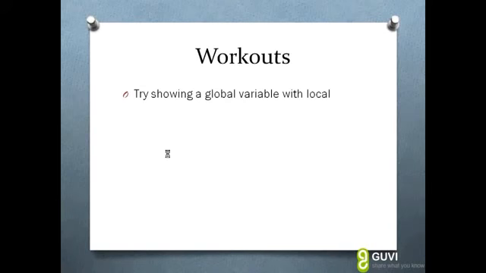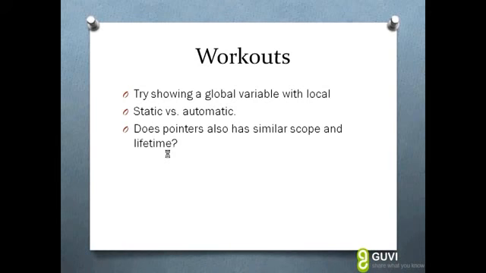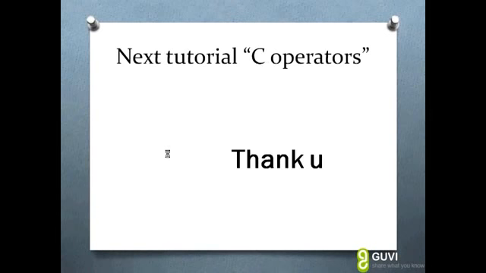You are trying to access other files, and to understand this much better, you have to do a lot of workouts. Try shadowing a global variable with a local variable, static versus automatic, and there is something called pointers. If you get to pointers, always remember to try out the scope and lifetime with pointers as well. We have declared normal variables, try there as well.